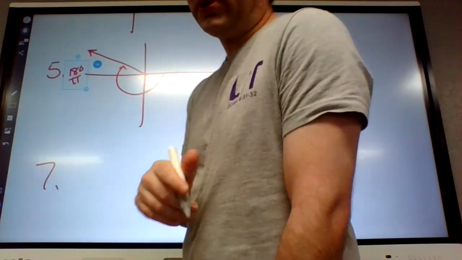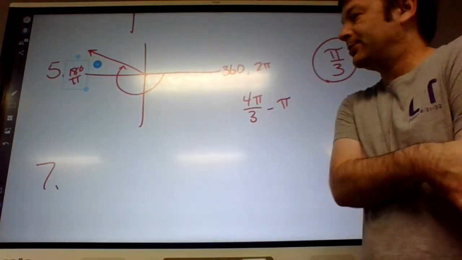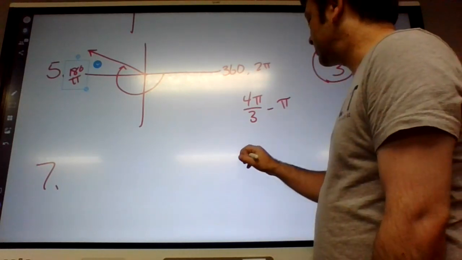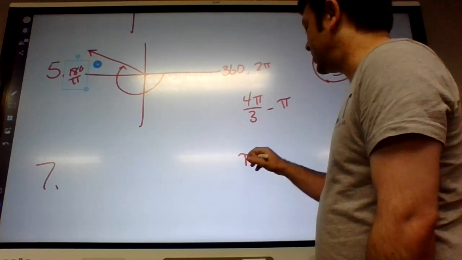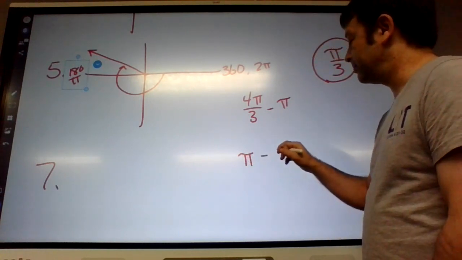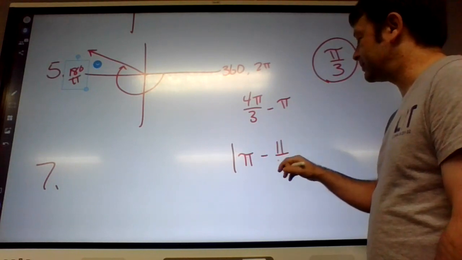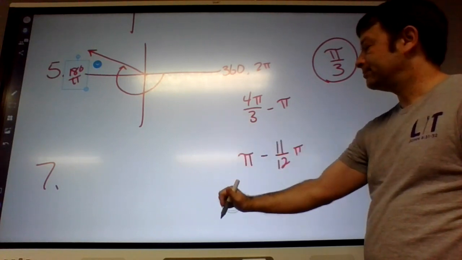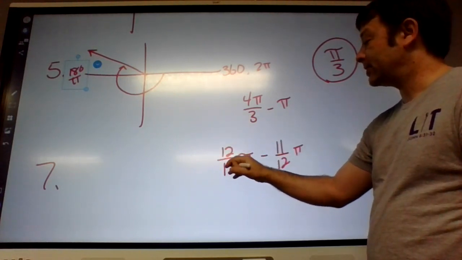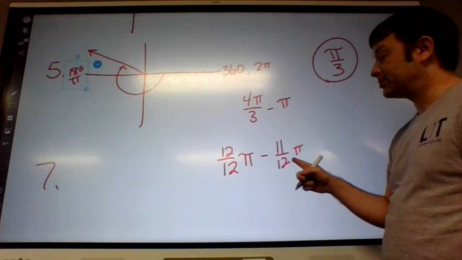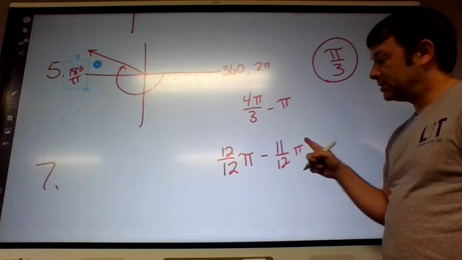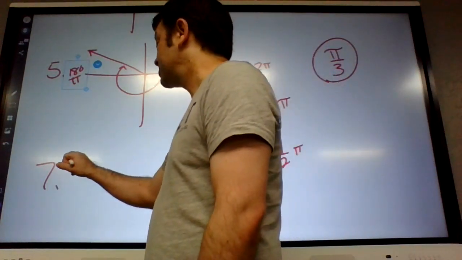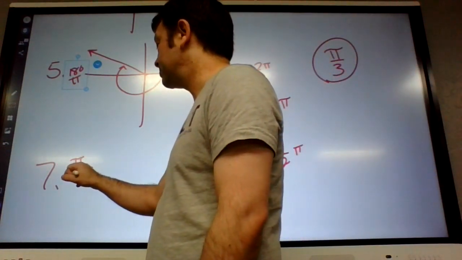11 pi over 12, that's almost 12/12 pi, so that's almost pi. Reference angles are never negative, so I would do 1 pi minus 11/12 pi. If you subtract it backwards, it would make it negative. Or you could do 12 twelfths minus 11 twelfths, which is 1 twelfth. So it's 1/12 pi, or pi over 12.